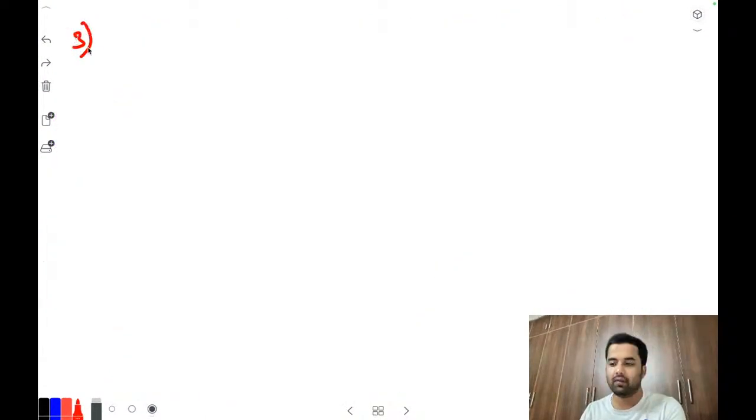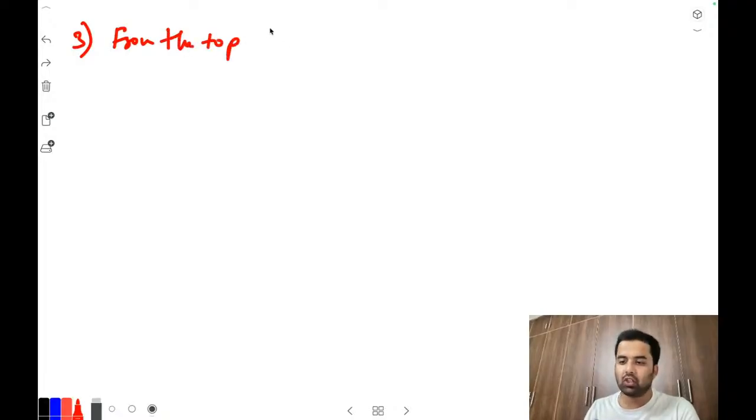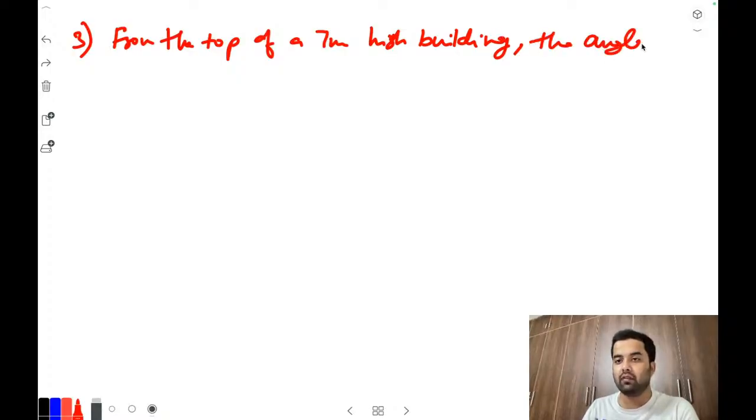Question number 3 you have to solve. Just copy the question and we are done for today. It is a small one only, but it is of 5 marks. Copy the question properly, everyone. 7-meter high building. The diagram is not provided, so you have to make a diagram and then only you can easily figure out the answers.